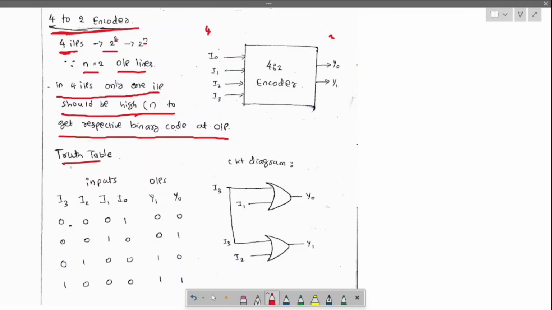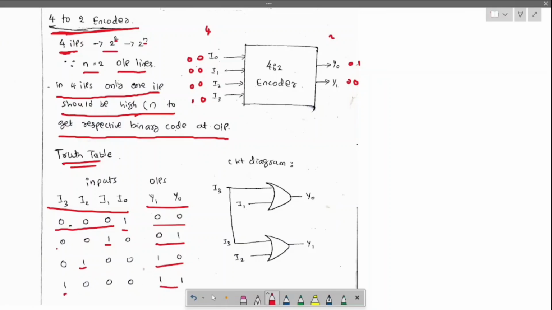Let us go with the truth table. The inputs are I0 to I3 and the outputs are Y0 and Y1. When I0 equals 1 and the rest are all zeros, the output will be 0 0. If I1 is active, we will get 0 1 as output. If I2 is active, we will get 1 0 as output. If I3 is active, we will get 1 1.